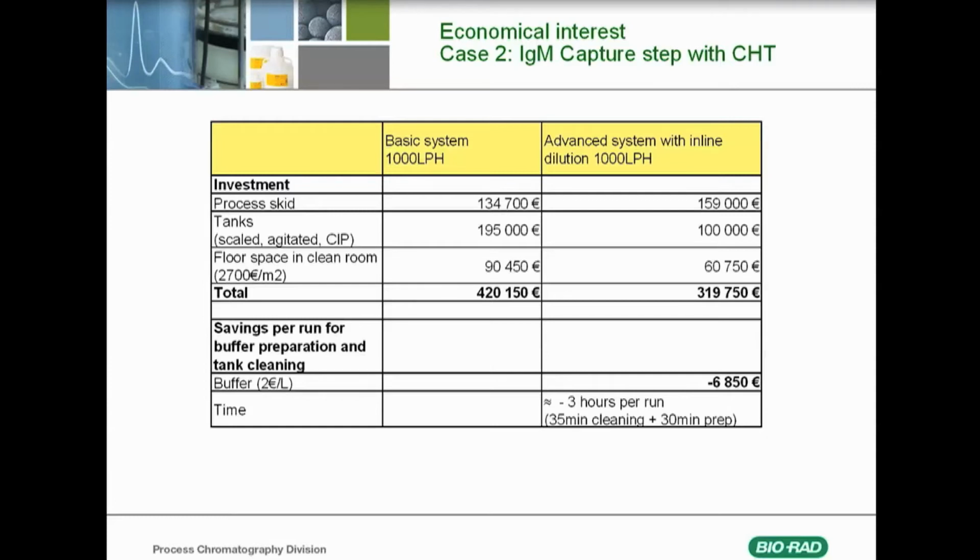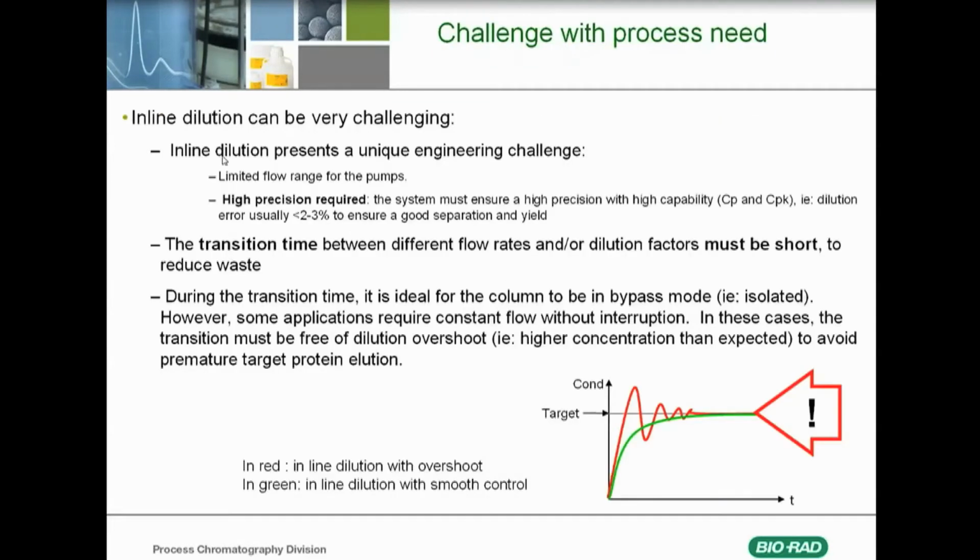Now, inline dilution technically is quite a challenge. The first challenge is that we have some constraints linked to the instruments and the pumps used. The pumps have a limited flow range, and we have to accommodate that. With the best sanitary pumps on the market, we typically have a range of 25, if we take the ratio of maximum flow divided by minimum flow. So the maximum flow is only 25 times the minimum flow, so it's quite limited.